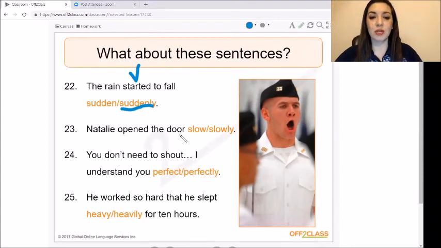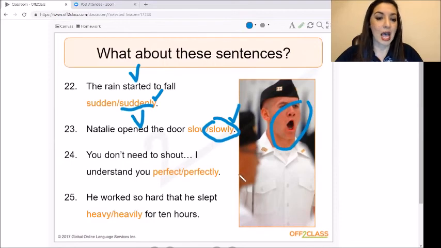23, Natalie opened the door slow or slowly. Well, how did she open it? Here's the verb. She opened the door slowly. Yes, this is the adverb. Adverb. 24, you don't need to shout. I understand you perfect or perfectly.